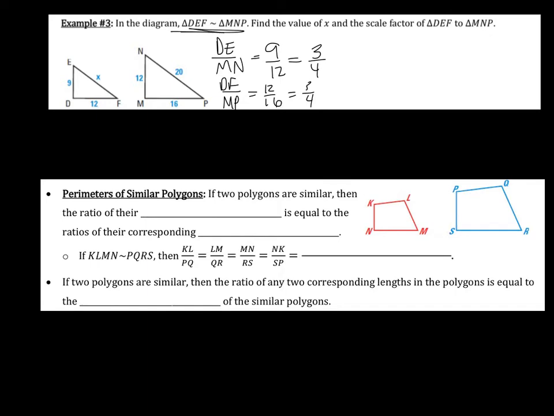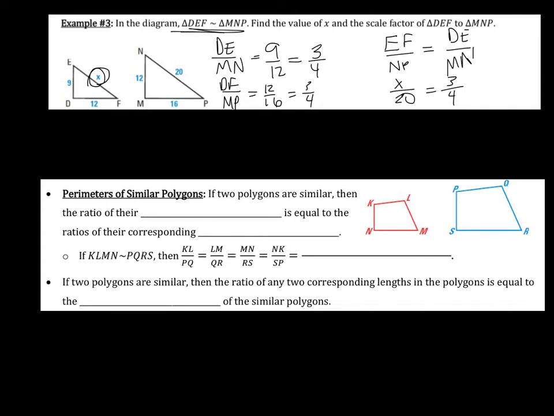To find that x value, now watch very carefully. This x is marked by EF. So I'm going to set up the following proportion. I know that EF to its corresponding side NP should equal my scale factor. So I can use either one of the ones I used to find it. So this proportion should be true. So EF is x, NP is 20, and our scale factor is 3/4.